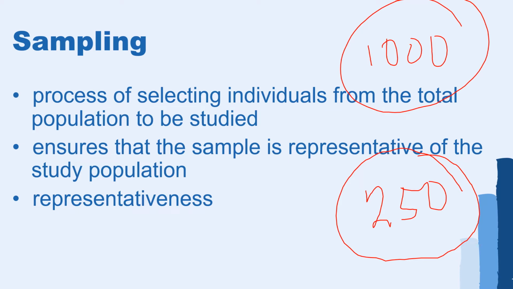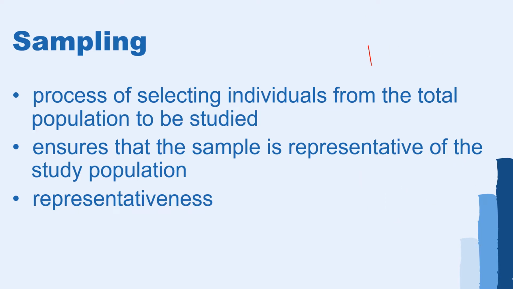So if you are asked what sampling is, it is the process of selecting the individuals from the total population to be studied. So you highlight the process of selecting the individuals. This ensures that the sample is representative of the study population. Again, the main goal of your sampling is representativeness.